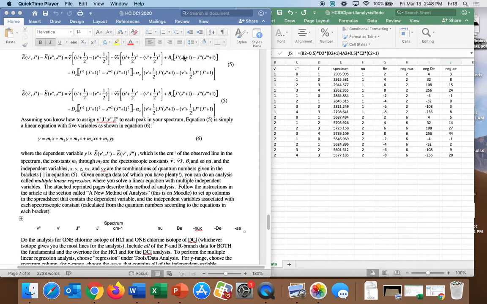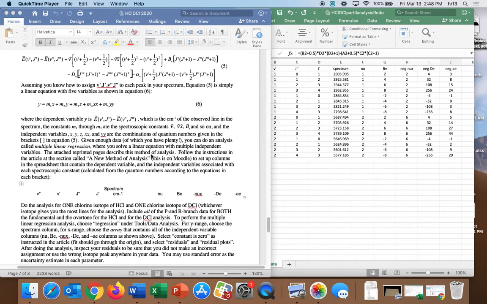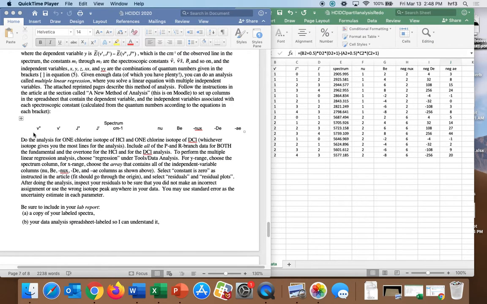So those you can calculate in a straightforward way since you've labeled each peak, and then basically you're solving for all of these constants, which are the physical constants that we can compare to the literature. So you have to put them all into an Excel spreadsheet, and these are the different columns that you'll have.